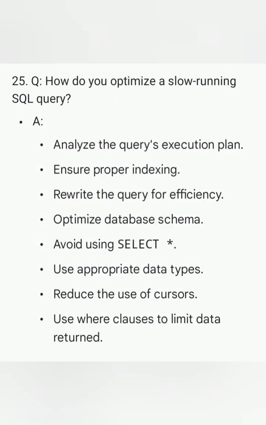25. Q. How do you optimize a slow-running SQL query? A. Analyze the query's execution plan. Ensure proper indexing. Rewrite the query for efficiency. Optimize database schema. Avoid using SELECT *. Use appropriate data types. Reduce the use of cursors. Use WHERE clauses to limit data returned.